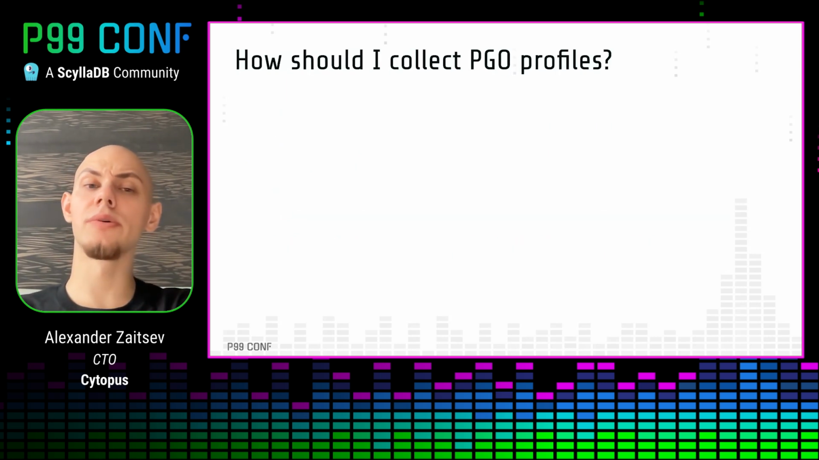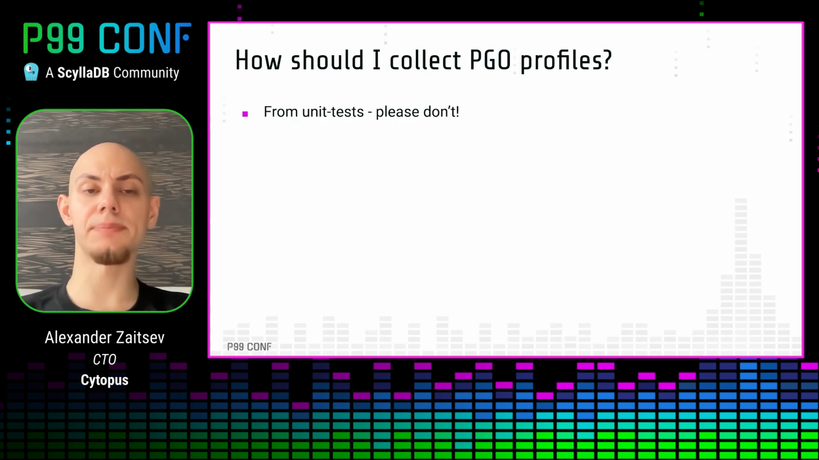So how should I collect PGO profiles? There are different strategies for that, but at first, please don't collect PGO profiles from unit tests. Why? The main aim of unit tests is testing your application in many cases. Most of these cases are corner cases. And I am sure that your target workload for which you are trying to optimize your application is not full of corner cases. At least I hope so. So please don't use unit tests for that.